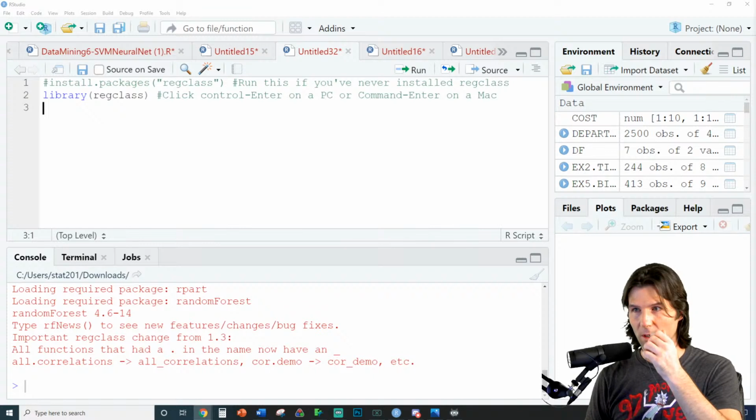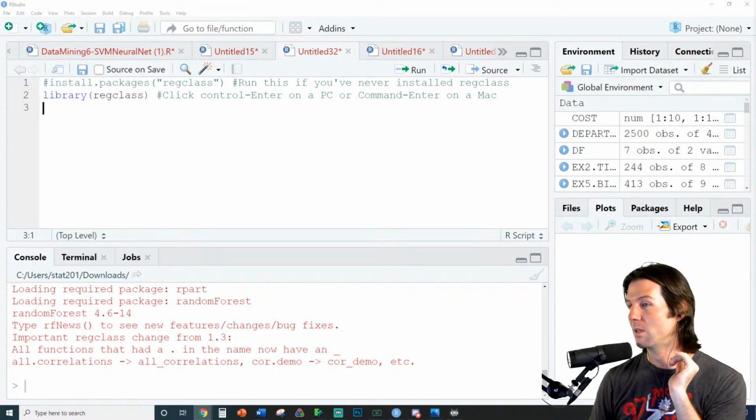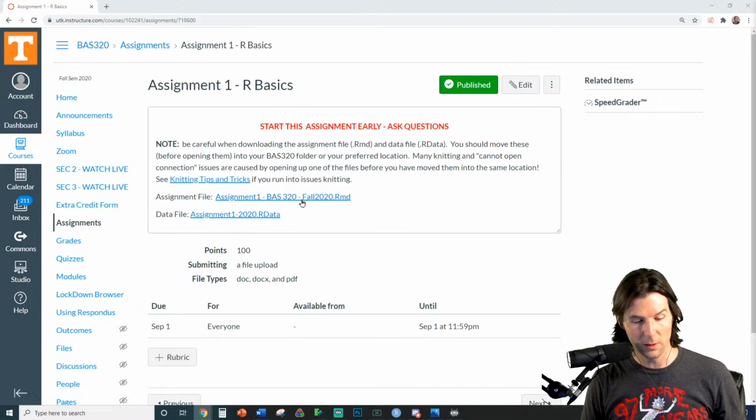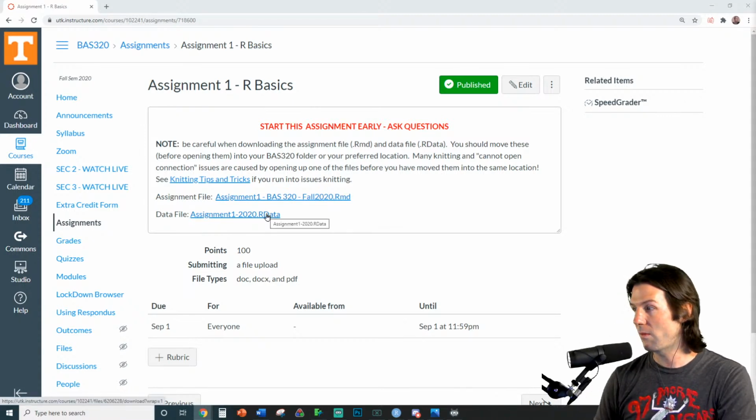Let's hop here to 320. We're going to load up the 320 assignment. And with the 320 assignment right here, let's download it. So I'm going to show this right here. Here's the 320 assignment. So if you're working away right now, the 320 assignment is right here. We're going to download this file right here, which is the data file.